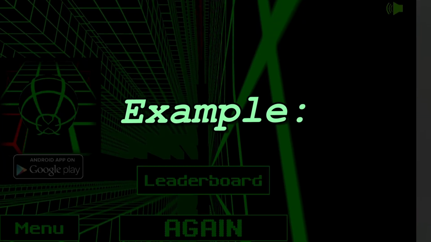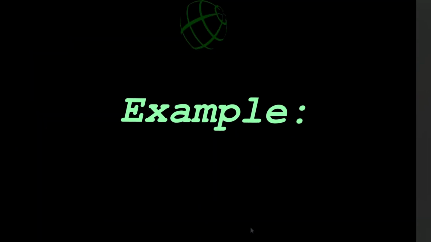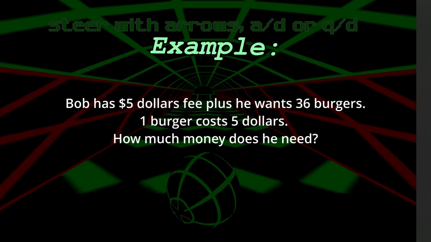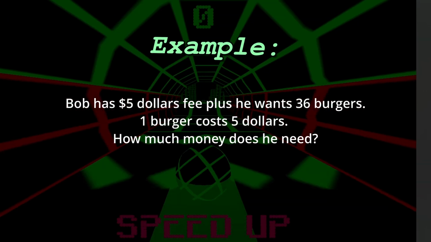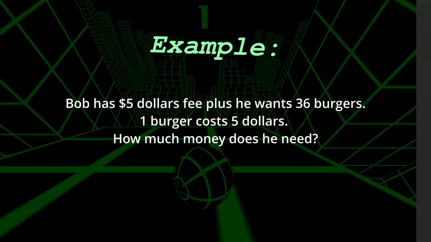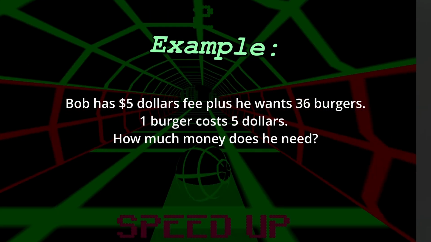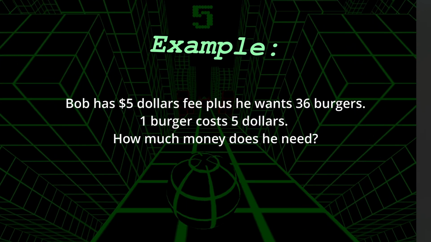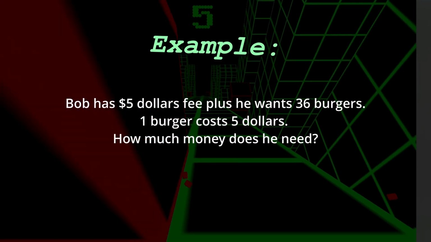Okay, let's get to the real stuff now. Okay, word problems. So here's a question for you. Bob has $5 in the bank. Now he wants to buy 36 burgers. One burger costs $5. How much money does he need to get 36 burgers?